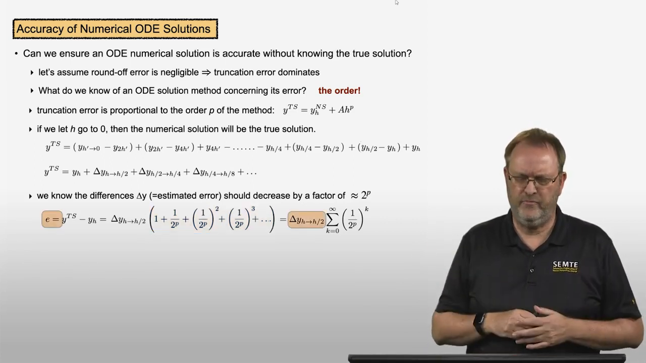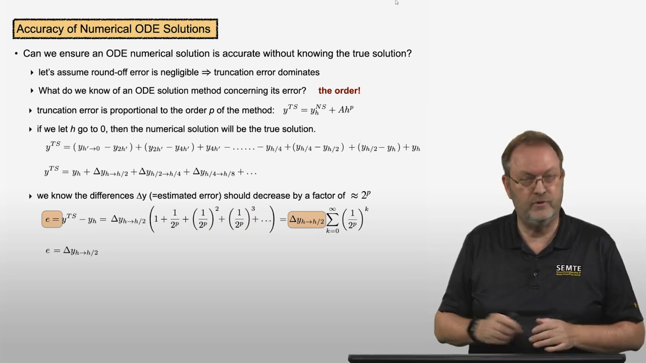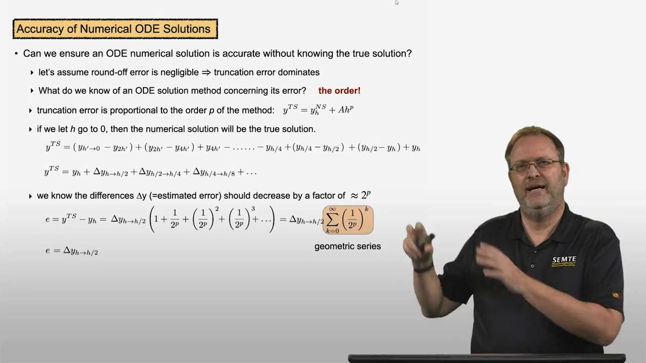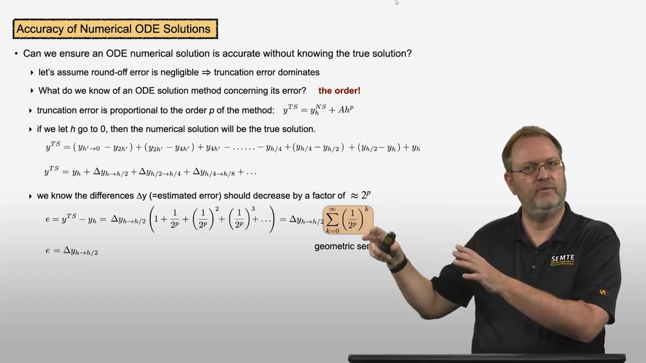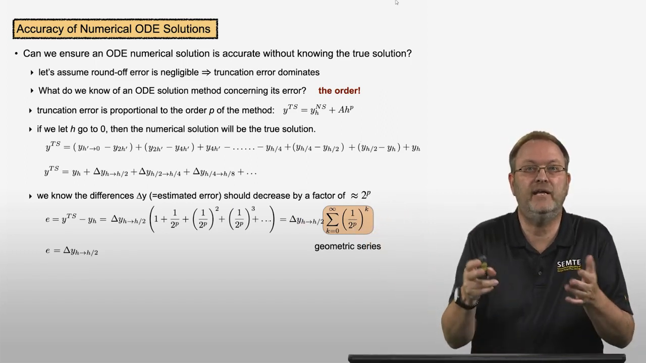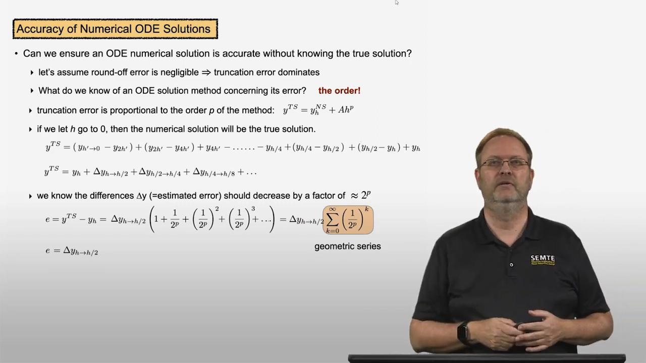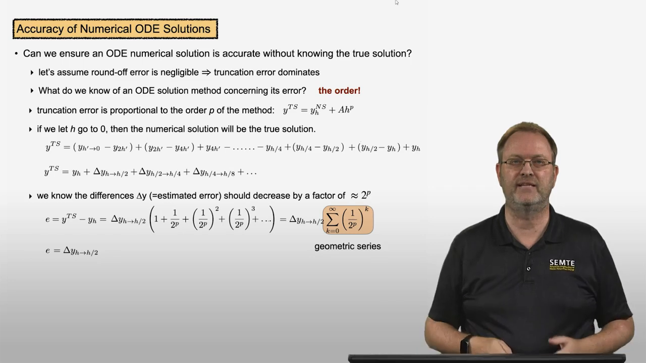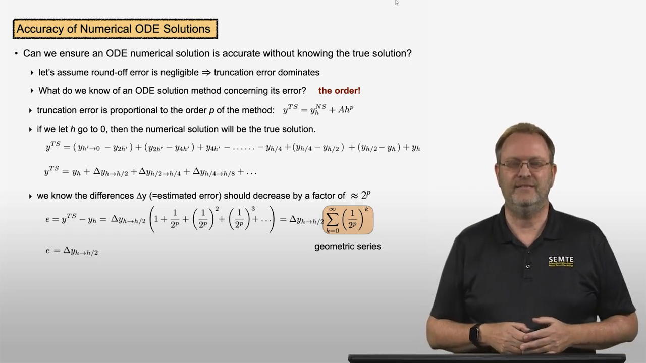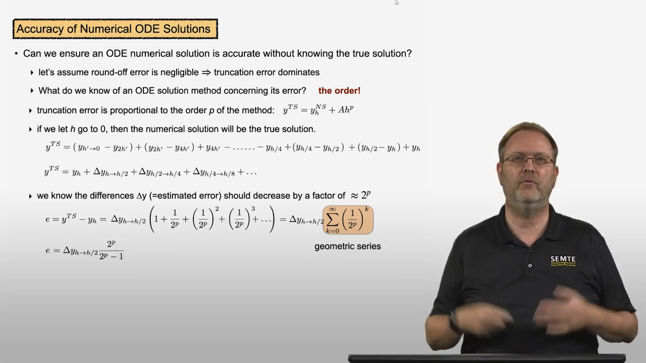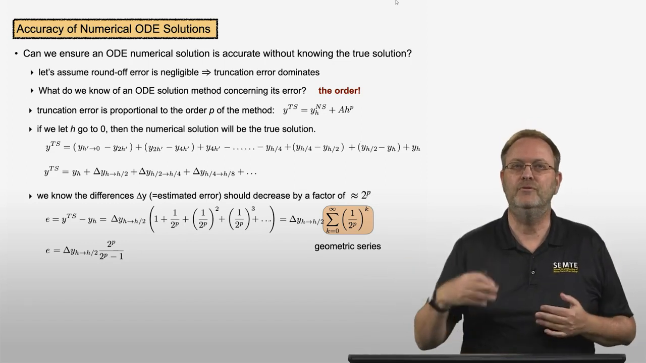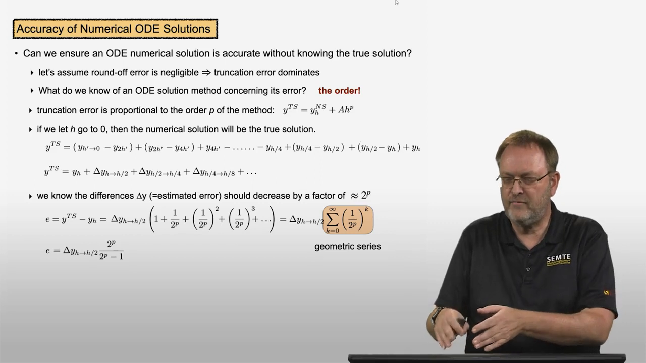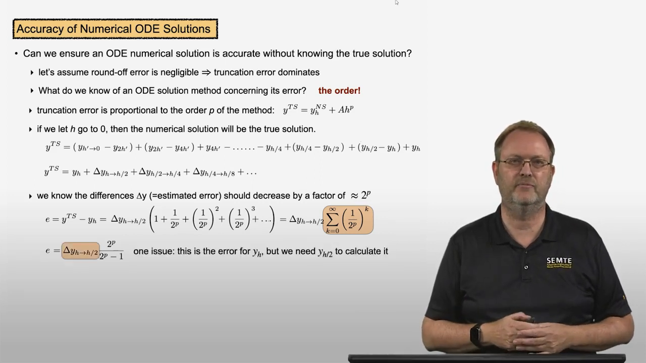Okay, so what does that give me? It tells me that the error is equal to this change in the simulation from h to h over 2 times this sum from k equal to 0 to infinity. And that's actually a geometric series that I can calculate what that infinite sum is. It is simply 2 to the power p divided by 2 to the power p minus 1. That's the sum of all of these infinitely many terms.